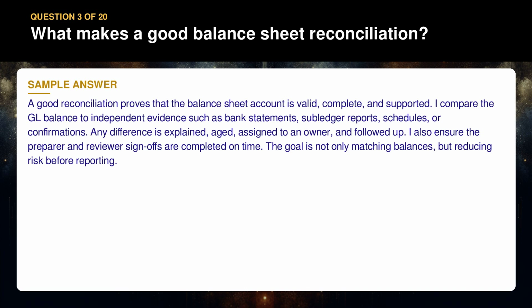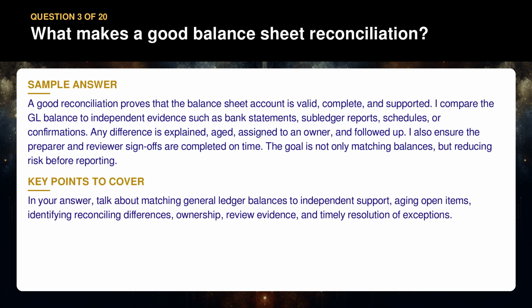I also ensure the preparer and reviewer sign-offs are completed on time. The goal is not only matching balances, but reducing risk before reporting. In your answer, talk about matching general ledger balances to independent support, aging open items, identifying reconciling differences, ownership, review evidence, and timely resolution of exceptions.